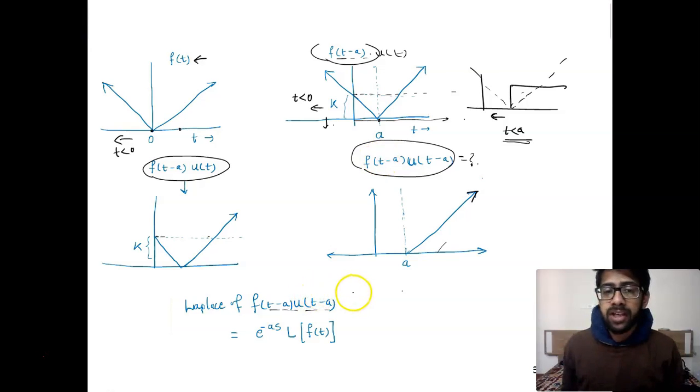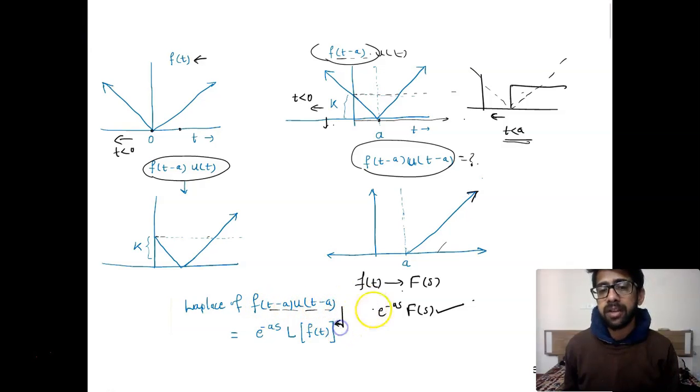You can easily calculate the Laplace transform of such functions, f of t minus a into u of t minus a. The only thing that you need to know is the Laplace transform of the original function f of t. Let us say it is F of s. Then the Laplace transform can be given by e raised to minus as into F of s. This is how simply you use the Heaviside unit step function in conjunction with different functions, and then you can simply calculate the Laplace transform whenever needed by using this particular shifting property.